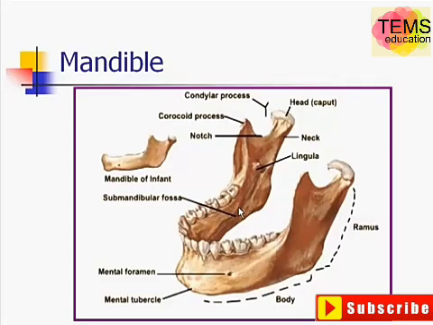There's the submandibular fossa. I'm going to stop using my mouse for a minute. The submandibular fossa is inferior to the canal. Fossa means depression. The submandibular fossa is where the submandibular gland is located. The mandibular canal, again, is where the inferior alveolar nerve and blood vessels travel.